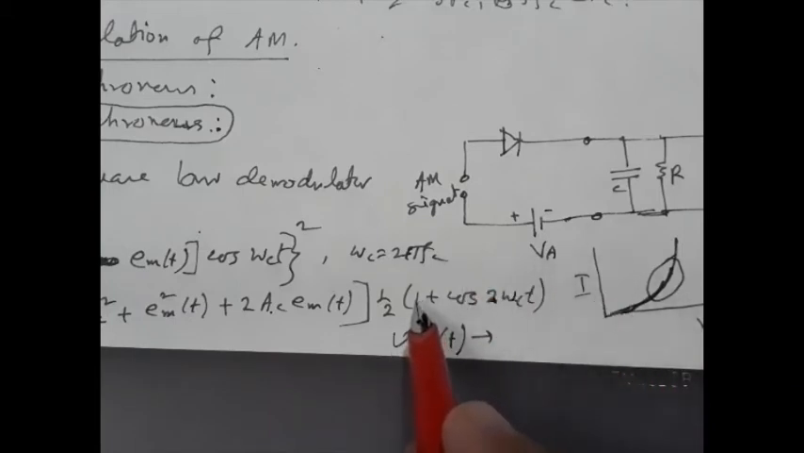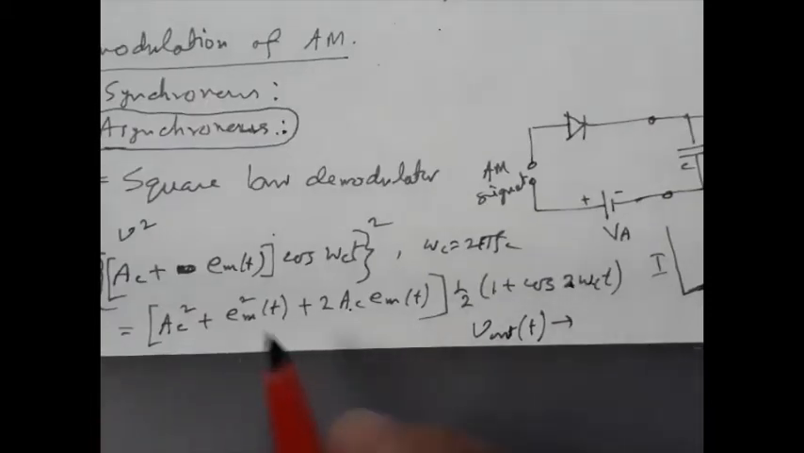So terms involving the 1 will be there. Here we have 3 terms. Forget about this half. First of all, Ac square. Now Ac is a constant term, so we have Ac square by 2. It is a constant term, just a DC. That means it will produce an offset, nothing else.